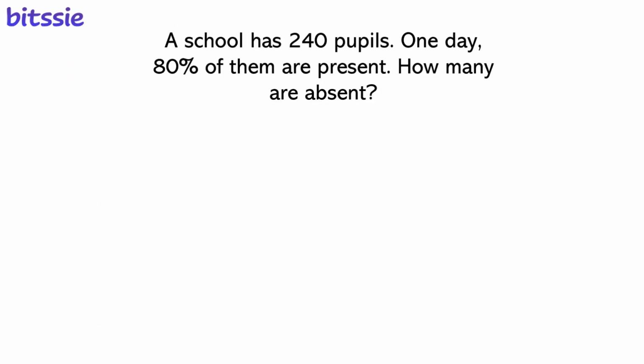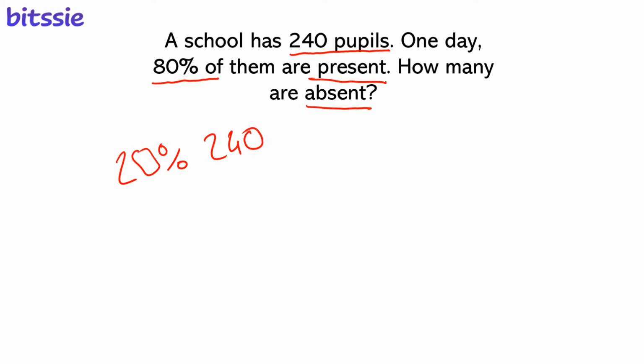Question 3. This is another word question, so we'll need to underline the information. A school has 240 pupils. One day, 80% are present. How many are absent? So if we know that 80% of the 240 are at school, we know that 20% are not at school. So all we need to do is calculate 20% of 240, and that is our answer.